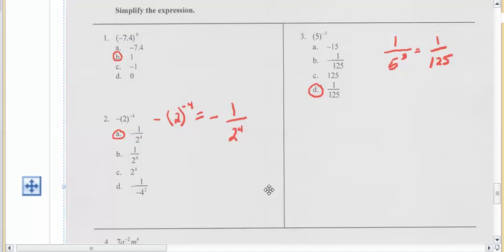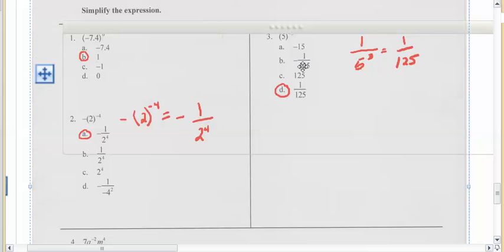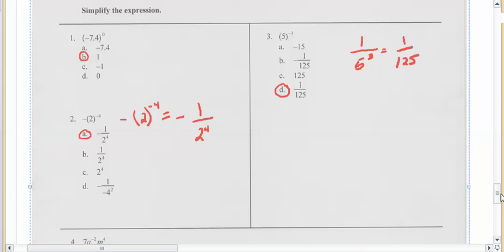Number 1 is B, because anything to the 0 power, hold on, let me see if I can get rid of that. Anything to the 0 power is 1, so number 1 is B. Number 2, the negative stays with it. The negative exponent goes to the bottom, makes it a fraction, so letter A.